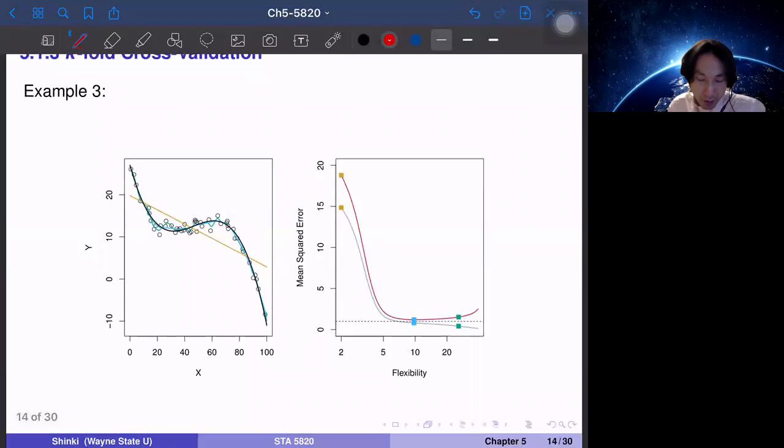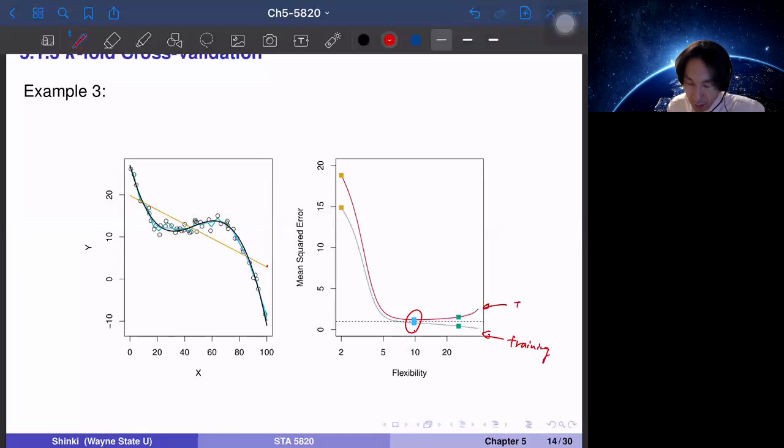And example 3, the true line is again the black one. Probably this is a cubic curve. And we fit the 3 models: the straight line, the blue one is the degree 9 polynomial, and the green one is the degree 20 polynomial. What's the best?